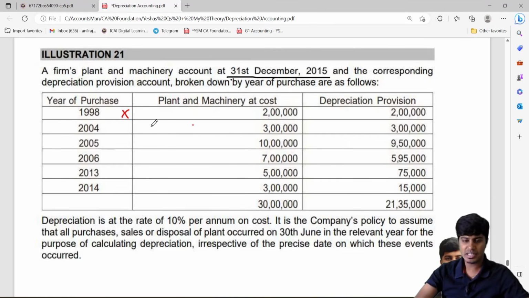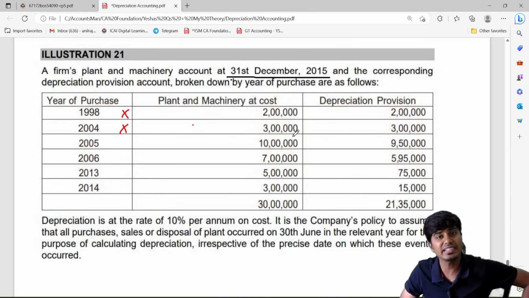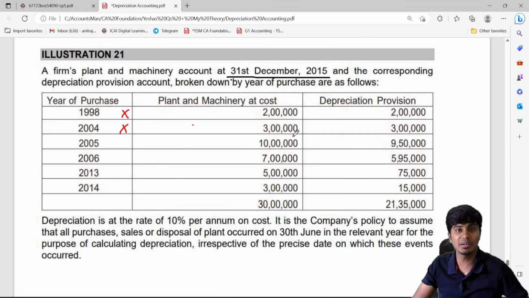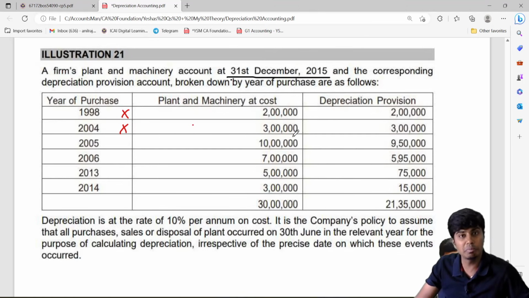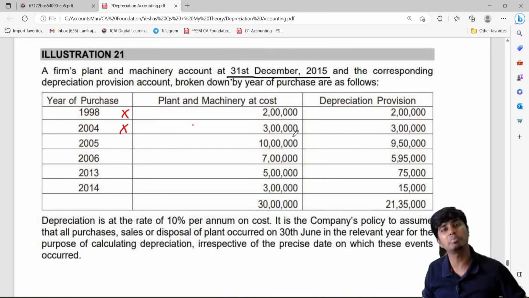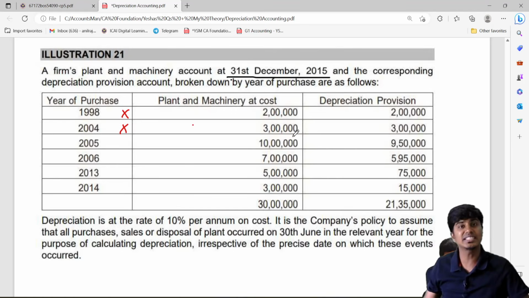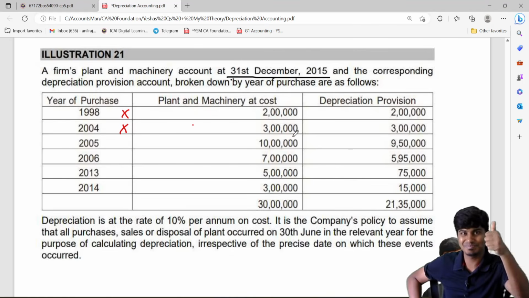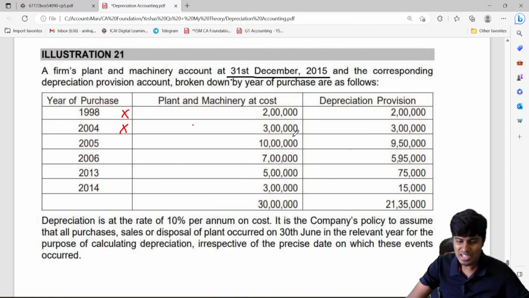Let's see the next asset. Again, an asset which was purchased in 2004, original cost of the asset is 3 lakh and the entire 3 lakh is already depreciated. So the book value of the asset remaining is 0. There would be no depreciation on this asset. If the asset is sold for a consideration, the entire sale consideration will become our profit. If in case the asset is scrapped, there is not going to be any profit or loss. Got it?